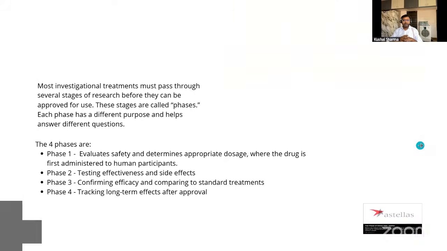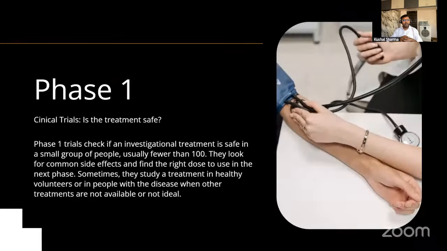Let us have a look. In the case of phase 1, we have a smaller group. The group could be 20 to probably 100 volunteers. And for them, the primary objective is: is the treatment safe? Is the drug consumed or applied safe? That is the primary objective.